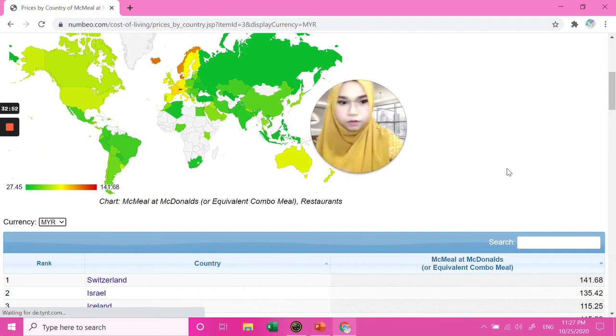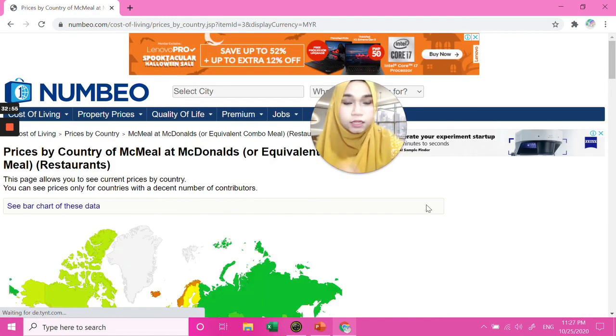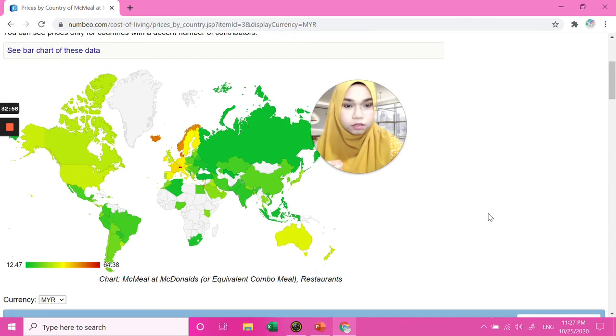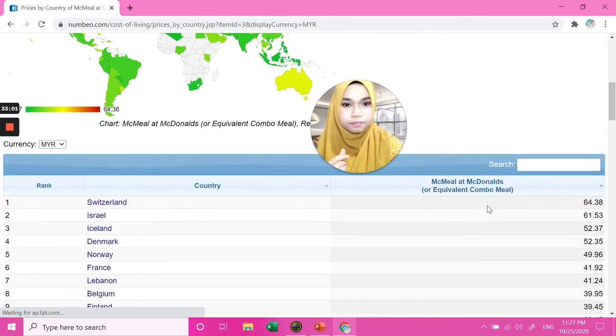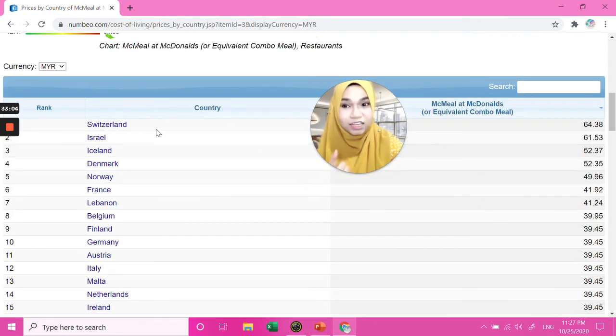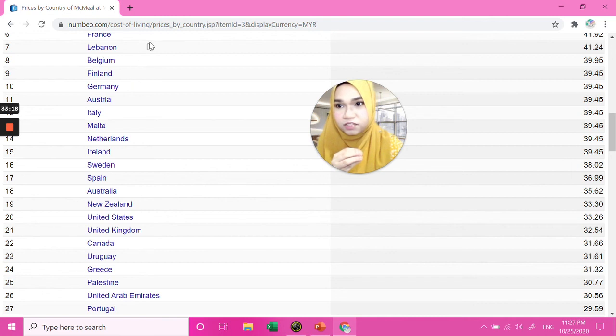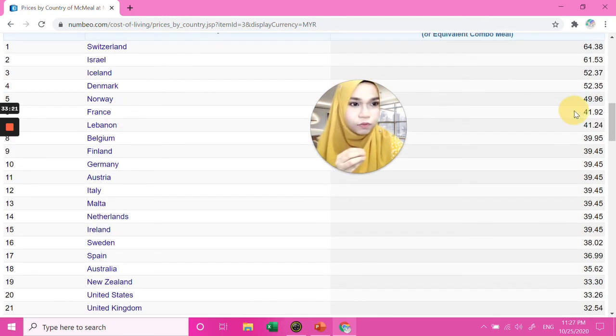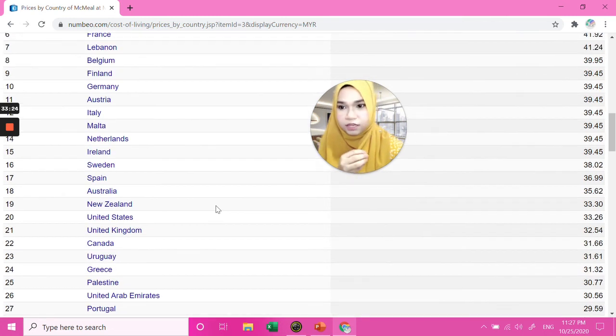Here, Malaysia ringgit. Okay. So again, a unit of money. In Switzerland, if you want to have McDonald's, the burger, fries, and also your Coke will cost you 64 ringgit. Okay, while if you go to France, you will need to pay 41 ringgit 92 cents. If you go to the United States, the price of your McD burger, fries and Coke will be 33 ringgit 26 cents.